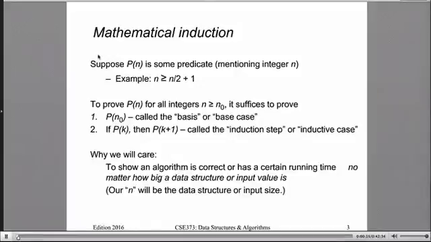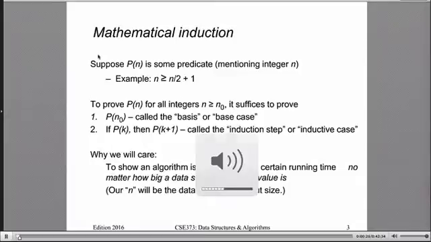We have a property P. We call it P, and that property depends on some integer n. And then we want to prove that P is true for all values of n. To do that, we have two steps. The first step is we find the smallest value of n for which the property holds.